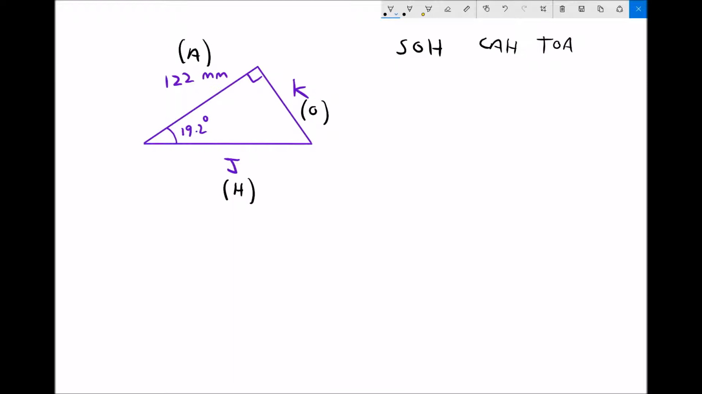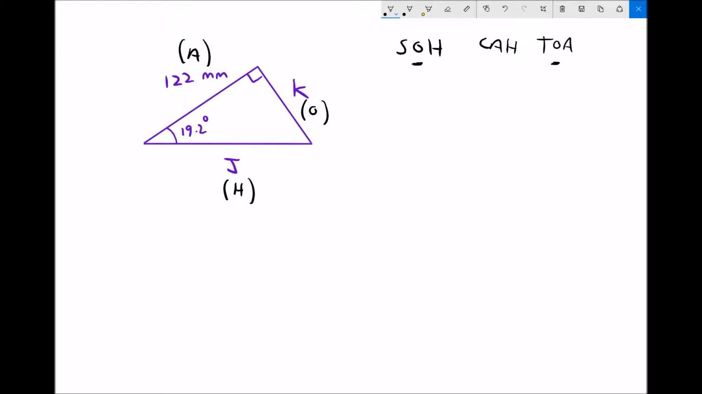Okay, so in this instance, the first side that I'm going to try to find is K, which is the opposite. So I've got two options. I can either use SOH, because opposite appears in that equation and I'm trying to find the opposite, or I can use TOA, because O appears in that equation and I'm trying to find the opposite. They're the only two equations I can use directly in order to calculate K.